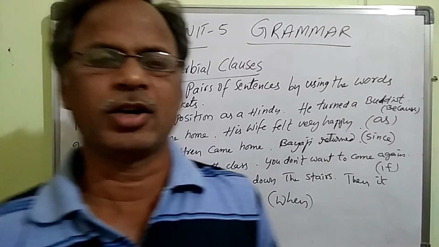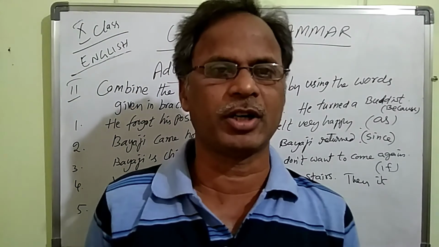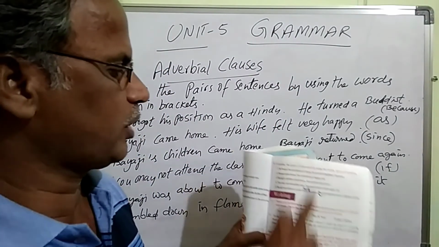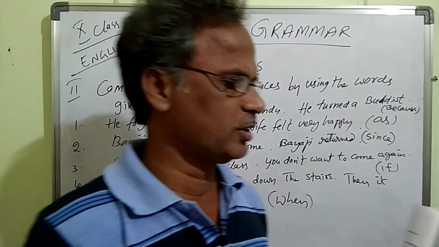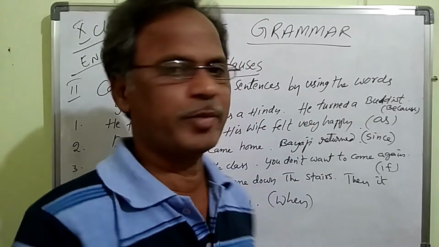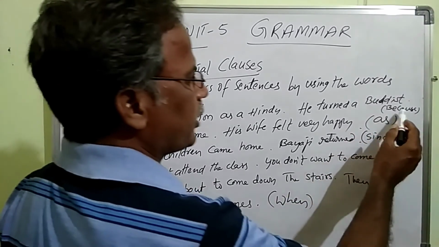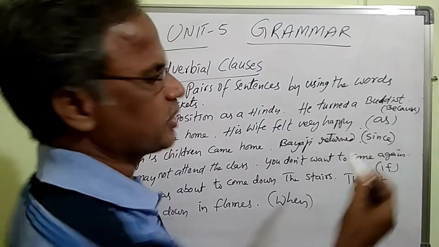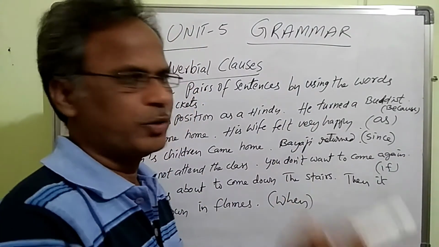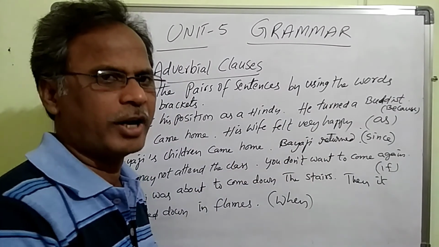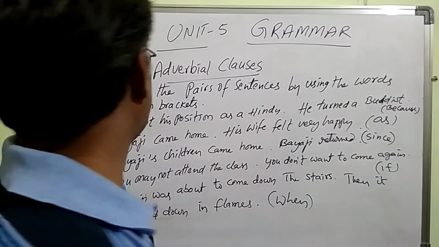Let us see the adverbial clauses, only exercise B that is given to you in the textbook. Combine the pairs of sentences by using the words given in brackets. For each one, at the end of the sentence, words are given to you. Using those words you combine the sentences into separate clauses. That will become adverbial clauses. So I am going to read it out.